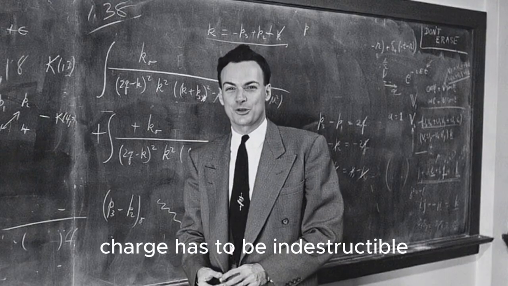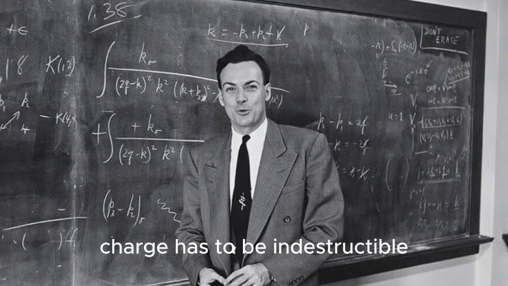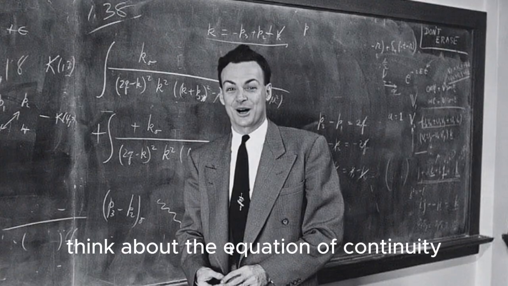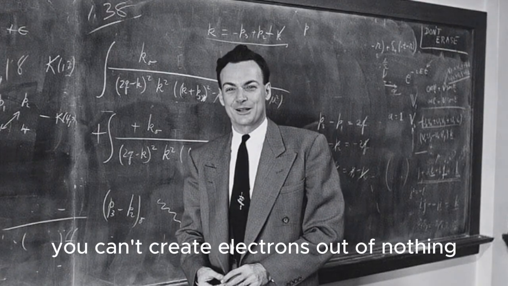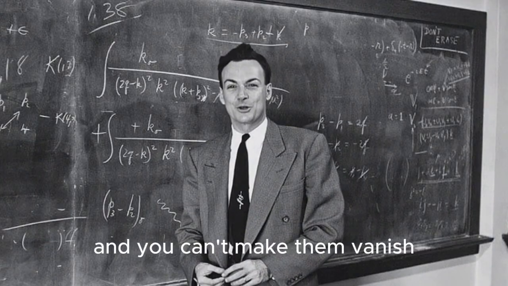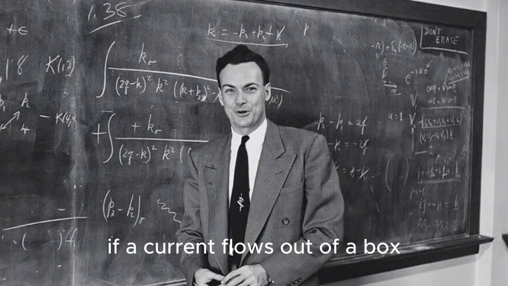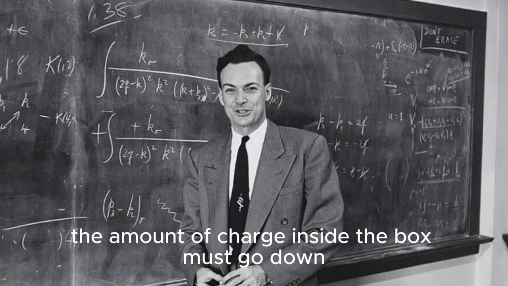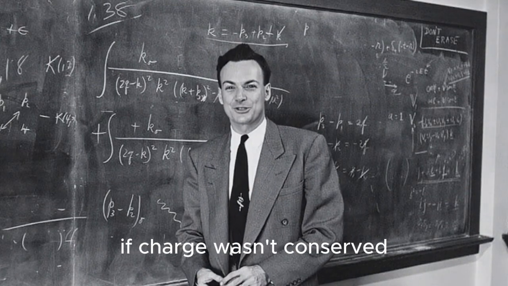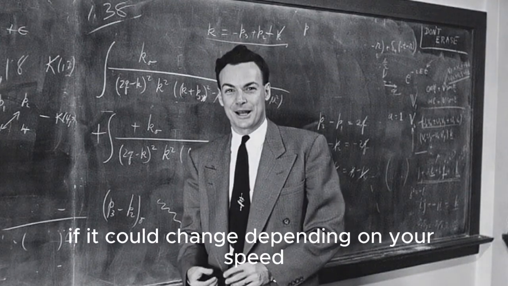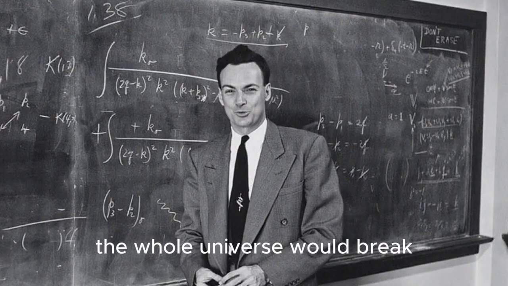To make this work, charge has to be indestructible. Think about the equation of continuity. It's a fancy way of saying charge is conserved. You can't create electrons out of nothing, and you can't make them vanish. If a current flows out of a box, the amount of charge inside the box must go down. It's basically accounting. If charge wasn't conserved, if it could change depending on your speed, the whole universe would break.